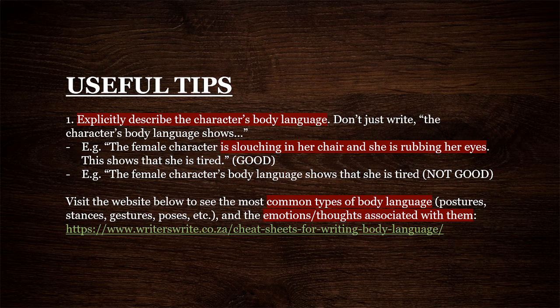So if you're angry, you might be holding up your fist. If you're sad, you might be digging your head into your arm. Familiarize yourself with the different types of body language and the emotions that they are meant to convey.